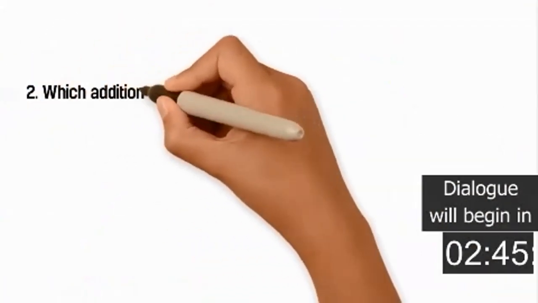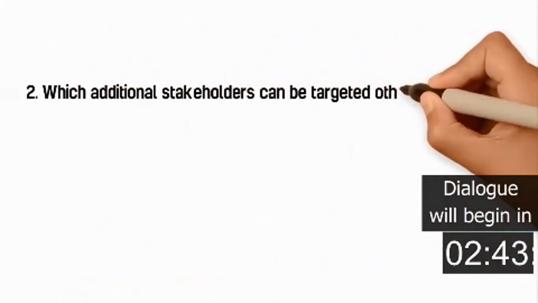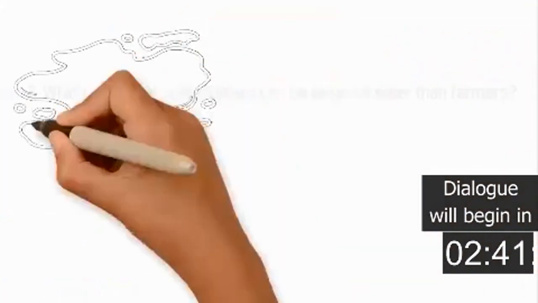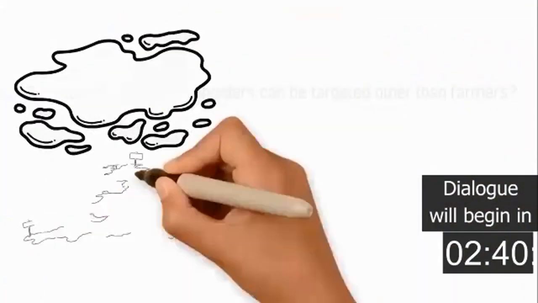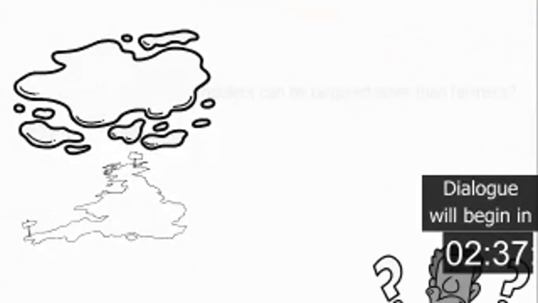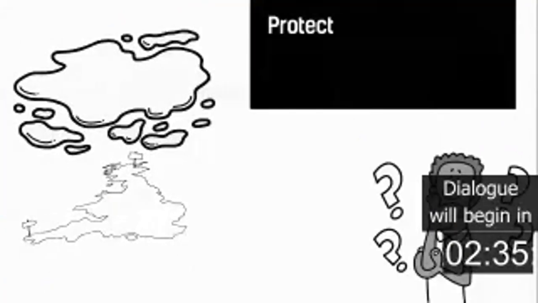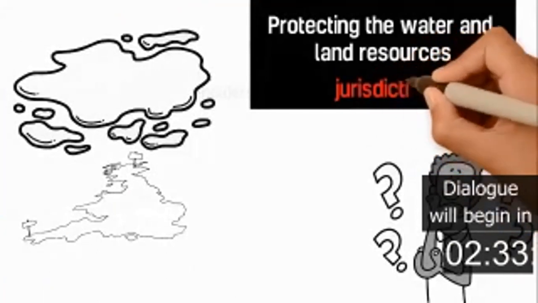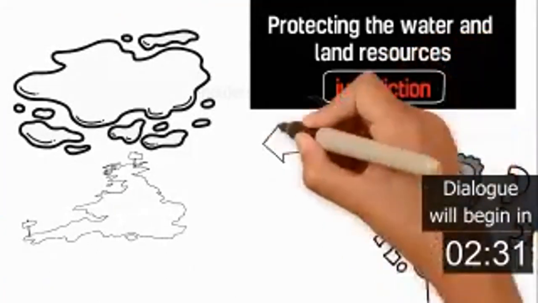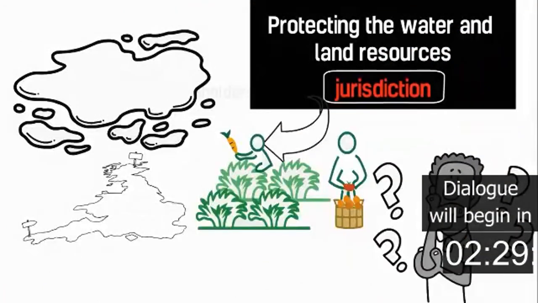Which additional stakeholders can be targeted other than farmers? For instance, regulators such as water and land boards who would like to know how well regulations are protecting the water and land resources under their jurisdictions. If the regulations best capture the agricultural requirements in the areas they oversee.